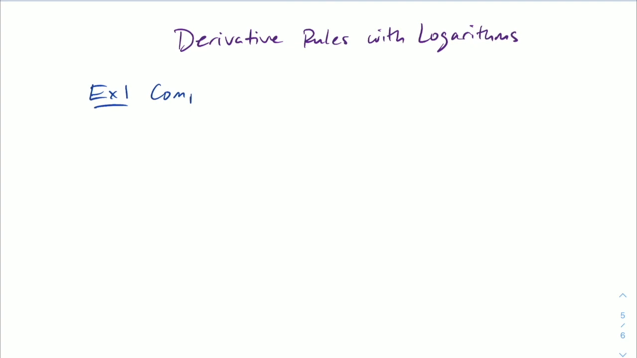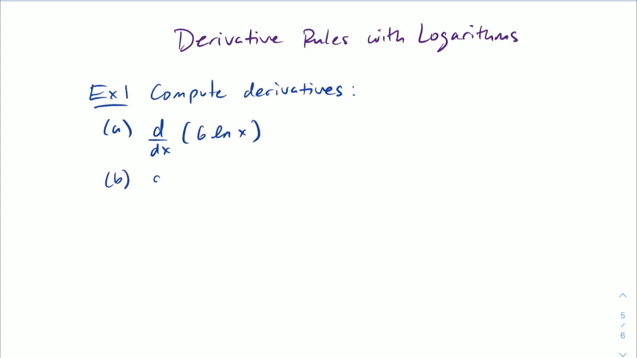So in this video, we're going to look at some derivative rules being applied with logarithms. Okay, so in this first example, we're going to compute the derivatives of three different expressions. So the first expression is going to be 6 times the natural log of x. Second expression is going to be 6 times log base 5 of x. And the last expression is going to be x times the natural log of x.